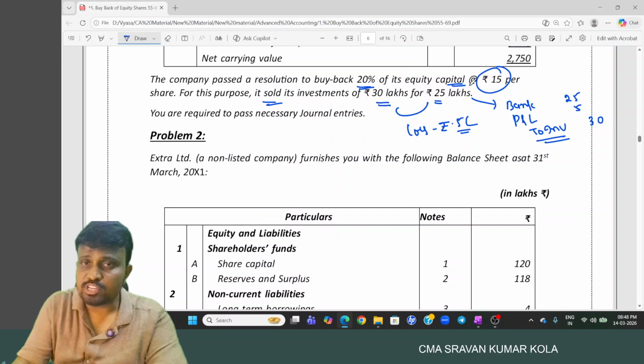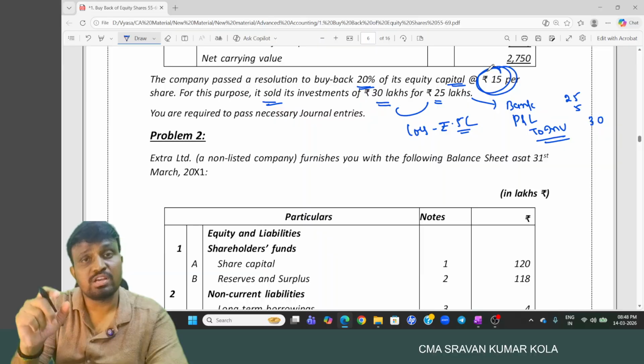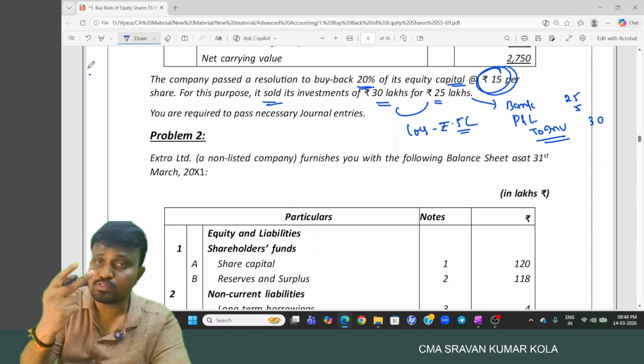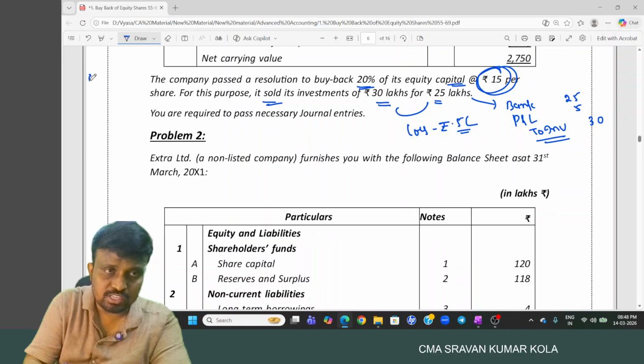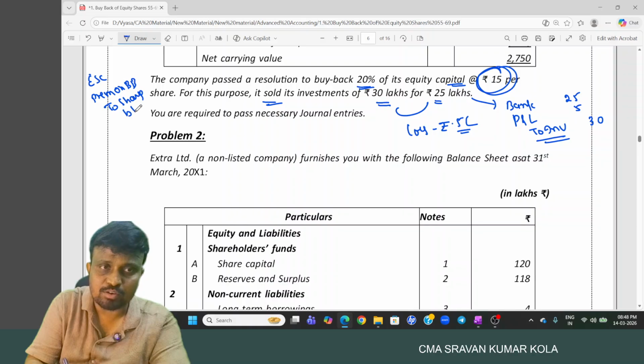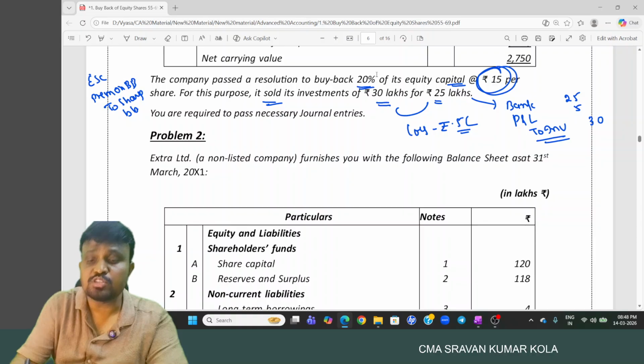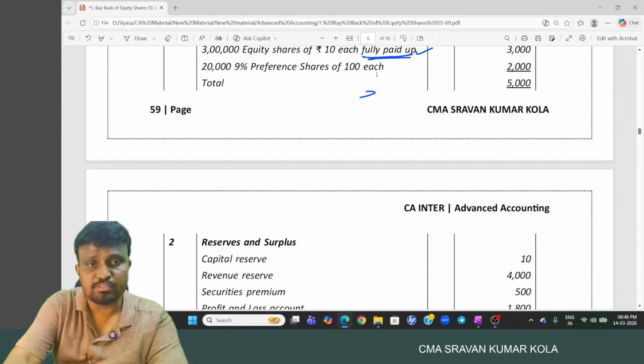In the second entry, we need to write the due entry: equity shares bought back at 15 rupees. Actually 10 rupees is the face value, and we are buying back at 15 rupees, so 5 rupees is premium. What is the journal entry here? We have to transfer two amounts to the shareholders: equity share capital account debited, and premium on buyback account debited, to shares bought back.